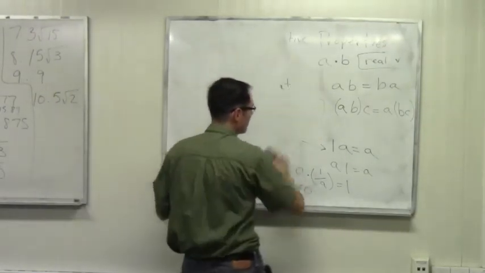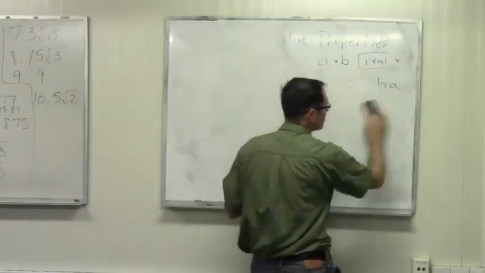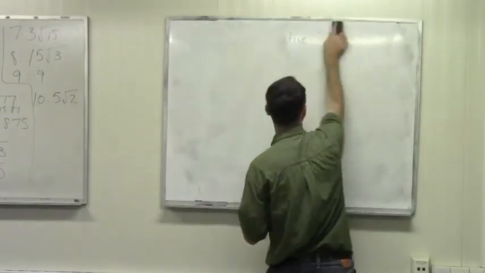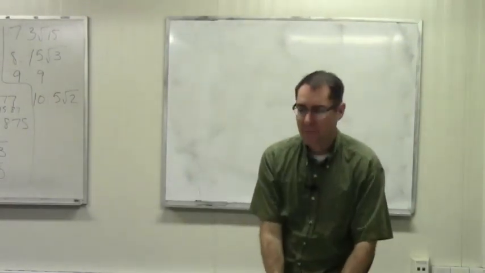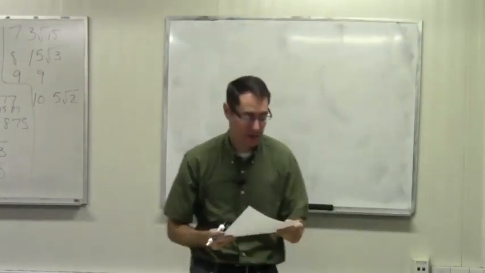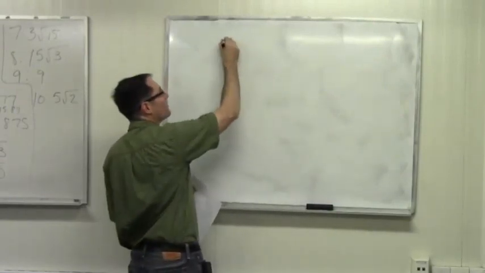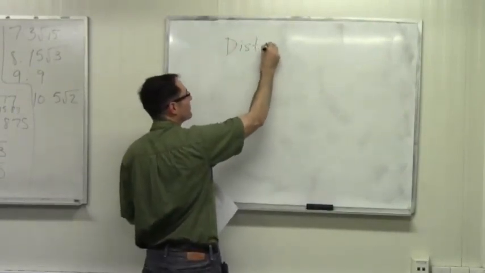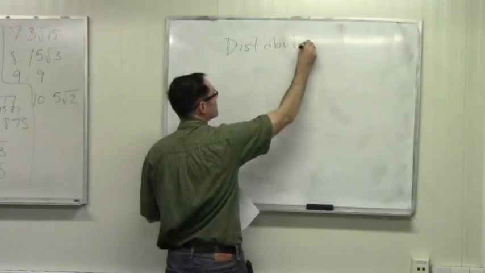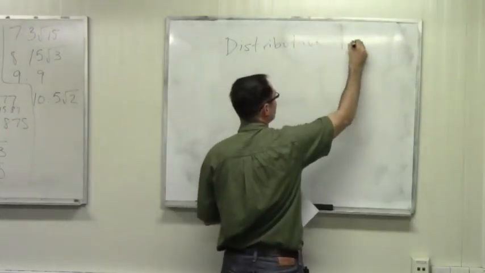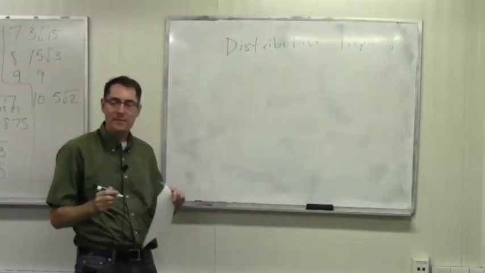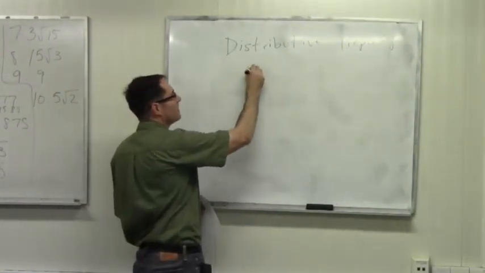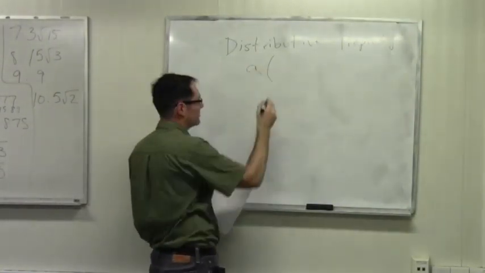There's one more property that we have to talk about that, as I said, it's super duper important. And it has to do with multiplication and division. OK? It's called the distributive property. Distributive property. OK? And what that means is, and we're going to do some examples here with real numbers.